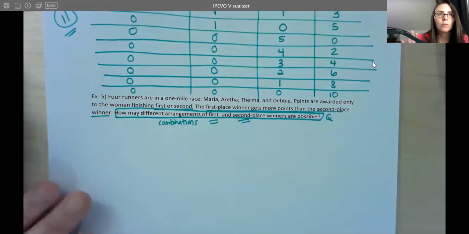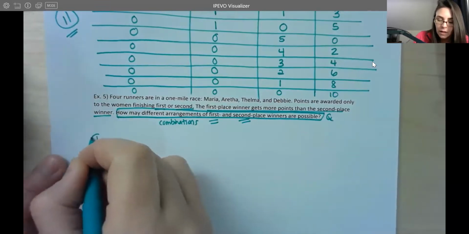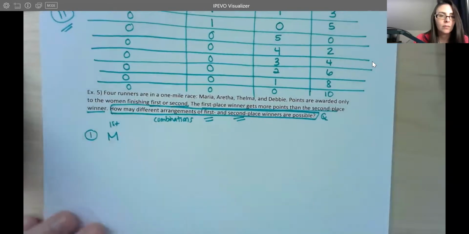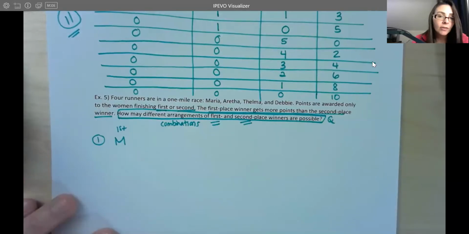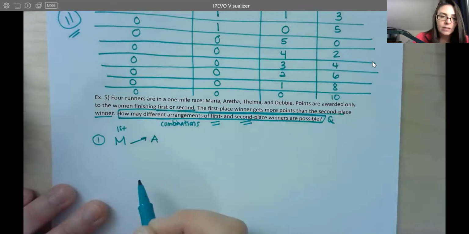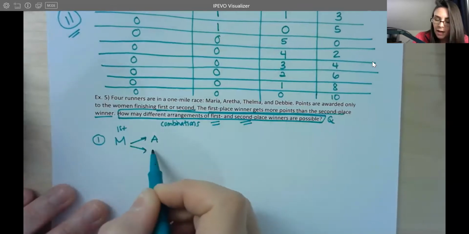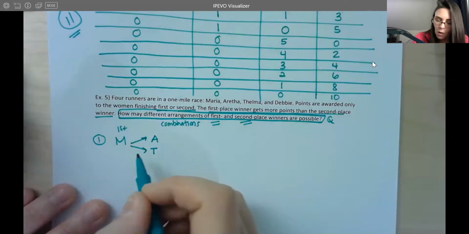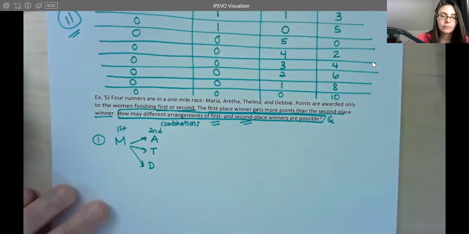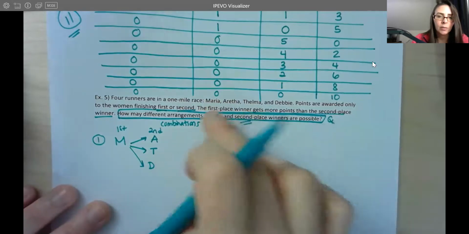So different things can happen, right? One thing that could happen is that Maria could get first place. Now, if Maria got first place, well, Aretha could get second place, or Thelma could get second place, or Debbie could get second place. Now I could go further, right? I could figure out who gets third, who gets fourth place, but it doesn't really matter. I'm focusing on first and second place winners.